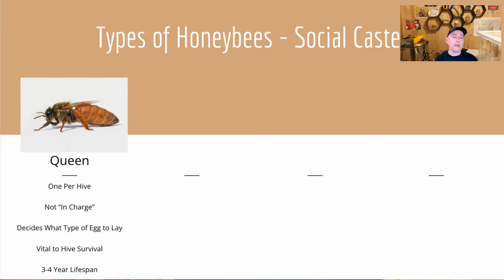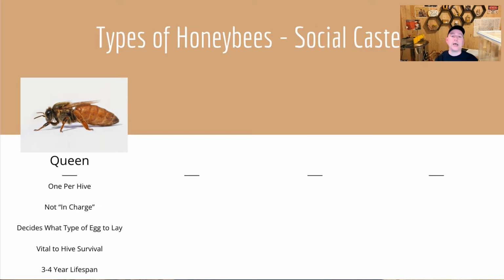Her job is to get mated, and then she'll have all the eggs she needs for the rest of her life, which is up to 3 to 4 years. And her job is to lay eggs and make baby bees. And those baby bees are what power that hive and keep it running. So that's why she's so critically important.